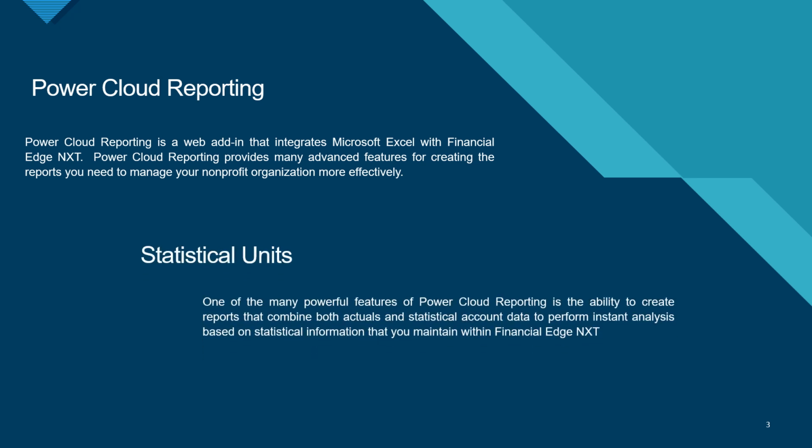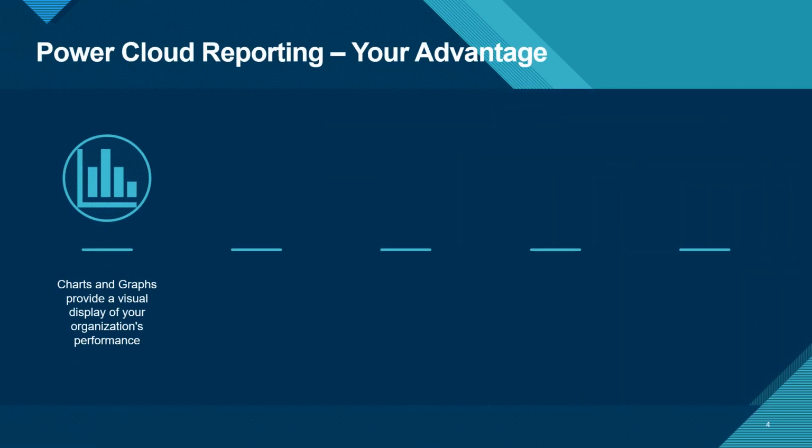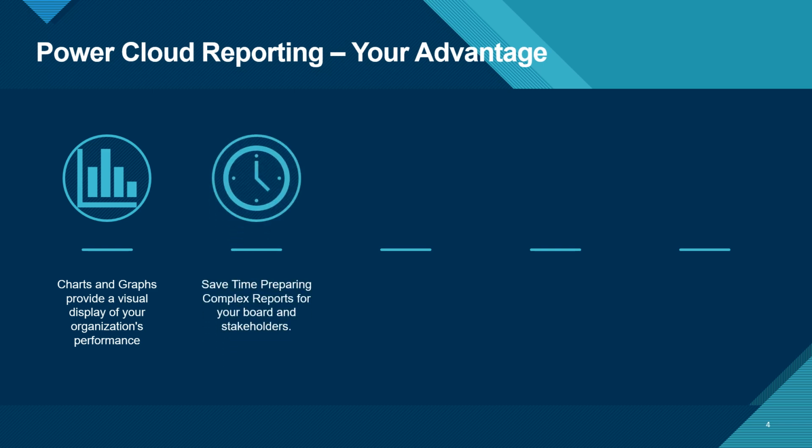One of the many powerful features of Power Cloud Reporting is the ability to create reports that combine both actuals and statistical account data to perform instant analysis based on statistical information that you maintain within Financial Edge NXT. Charts and graphs provide a visual display of your organization's performance. Save time preparing complex reports for your board and stakeholders.